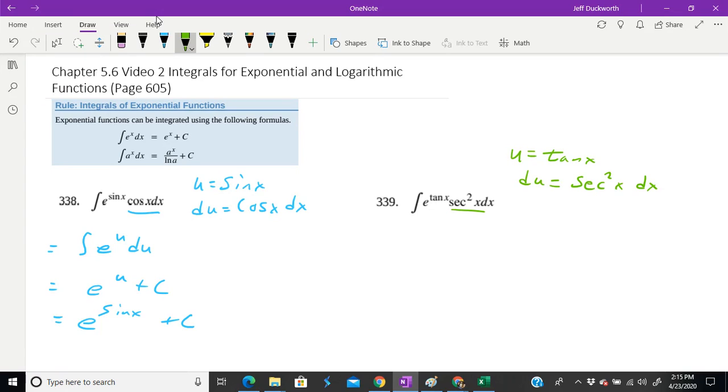We have that. We replace it. And that just gives us e to the u again, plus c. And now we substitute back. There you go.